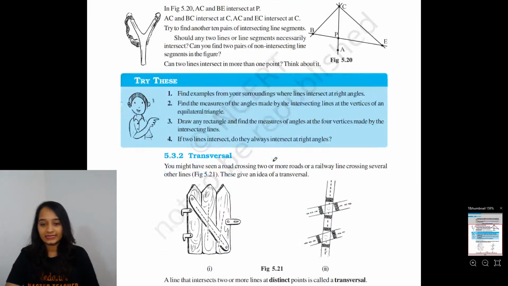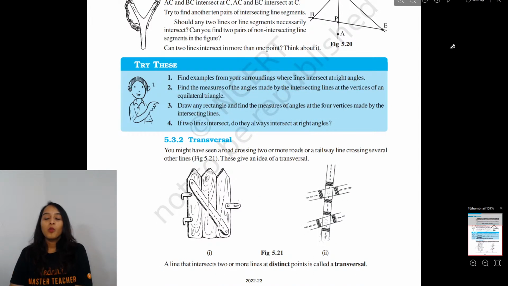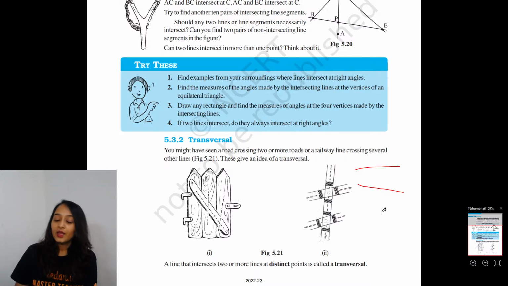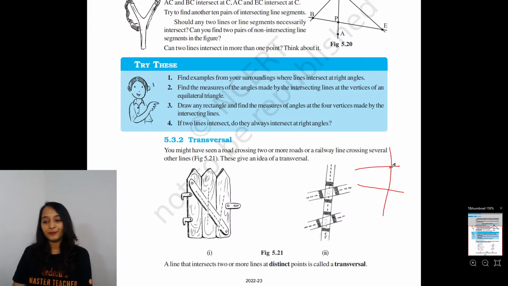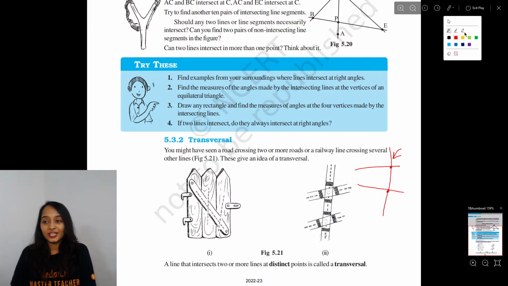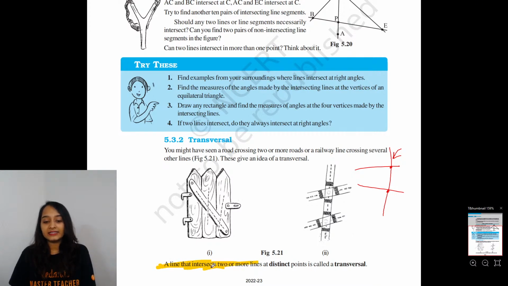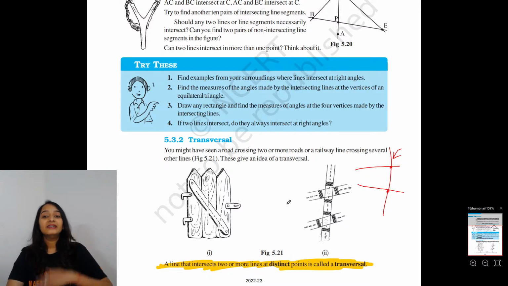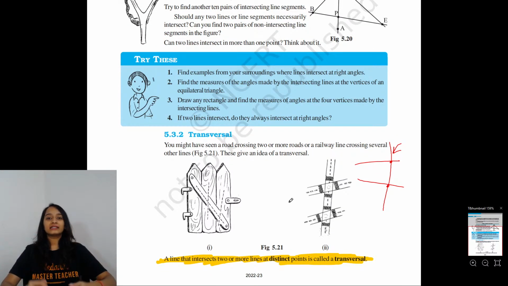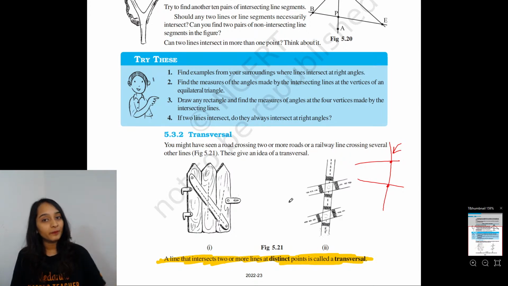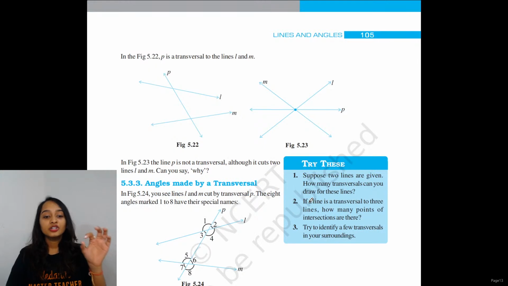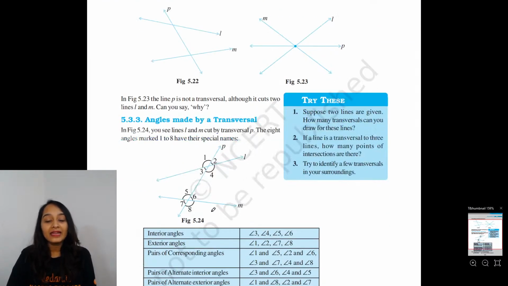Intersecting lines. And then you have a transversal. What is a transversal? If I say that there are two random lines, and then there is a third line which is cutting both of them at two different points, this third line is called a transversal. The definition is right here: a line that intersects two or more lines at distinct points. Distinct means different. If a line is intersecting two or more lines at different points, then that line is called a transversal.